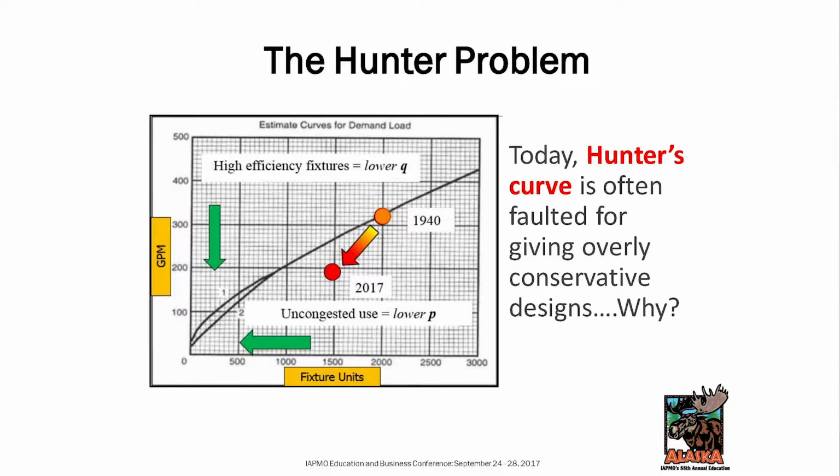And then the p-value. The p-value is the probability of how frequently that fixture is going to be in use. Roy Hunter did not have any data, so he made some assumptions. He says, what is the worst case scenario? Well, if we have a flush valve toilet and the duration of that flush is 9 seconds, and that toilet is going to be flushed every 5 minutes, say that there's a queue of people in line that's going to be using the toilet one right after the other. That's how he derived his p-value for the toilet.